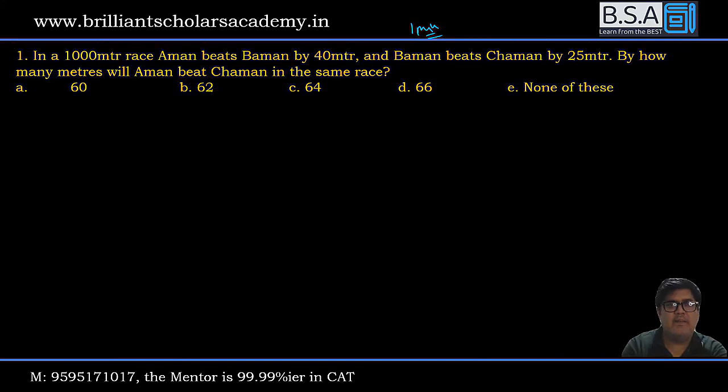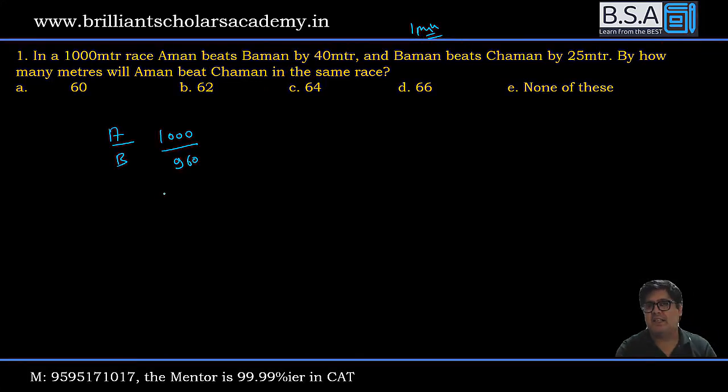So what is being said? A has traveled 1,000 meters. B has traveled 40 less. 40 less is 960. What does the second statement mean? B has traveled 1,000. Until the race is over, you cannot measure defeating distance. B has traveled 1,000 meters and C is 25 meters behind. 25 meters behind is 975. What do you want? A race between Aman and Chaman. So multiply these two.